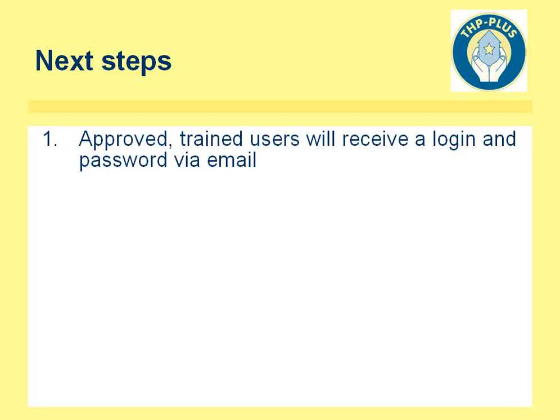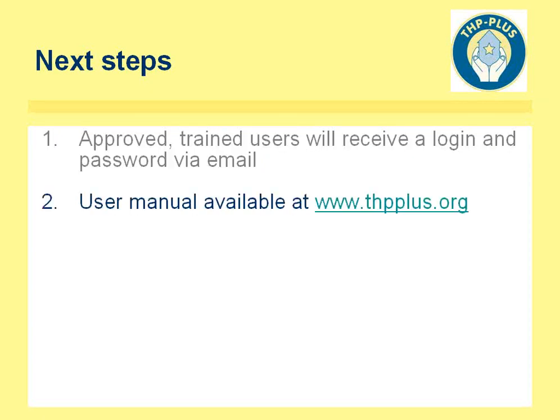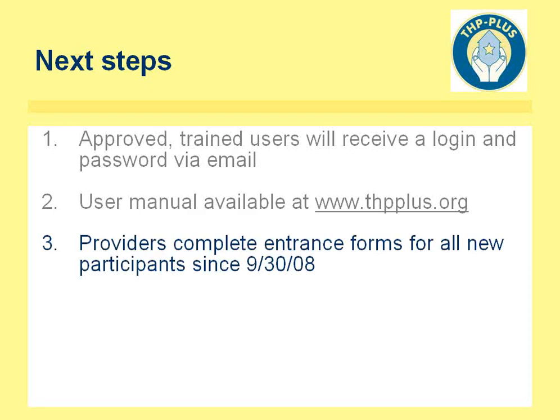So let's talk about what happens after this training is complete. As I said, those of you who have completed a use agreement and have received a training are going to receive a login and a password via email within the next week. At our regular website, thpplus.org, we'll have available a user manual, and then we will also be mailing the manual to each user agency before the end of the year.